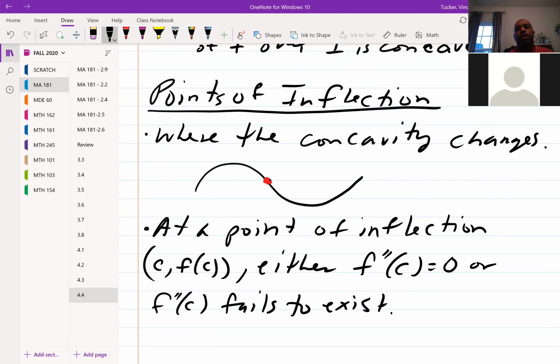All right, so points of inflection. This is where the concavity changes. So it goes from either concave up to concave down or vice versa. And so at a point of inflection, when you plug c into f of c, either your second derivative of f at c is equal to 0 or it's undefined. In other words, fails to exist.